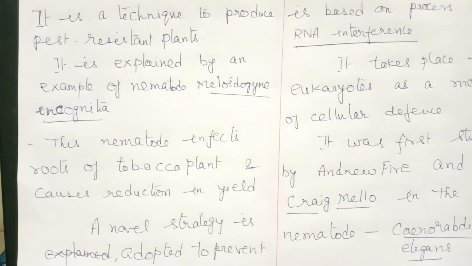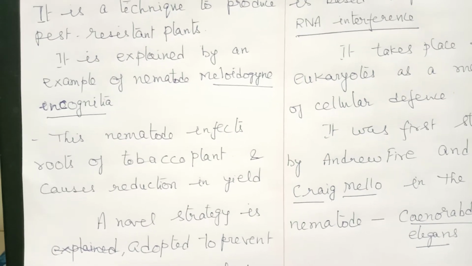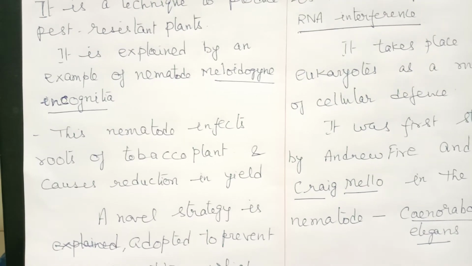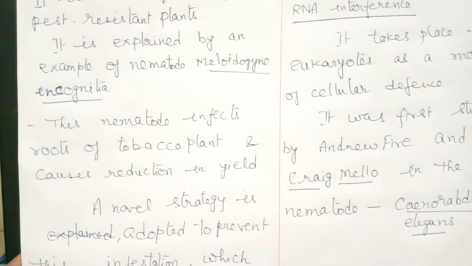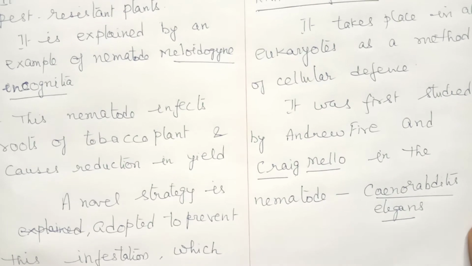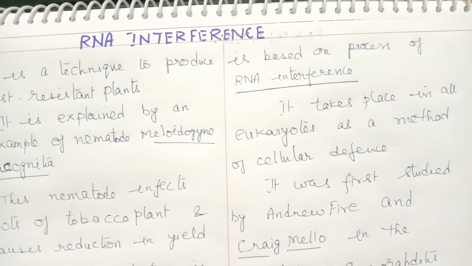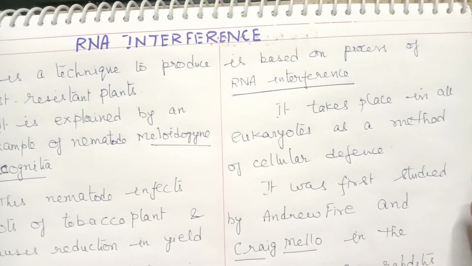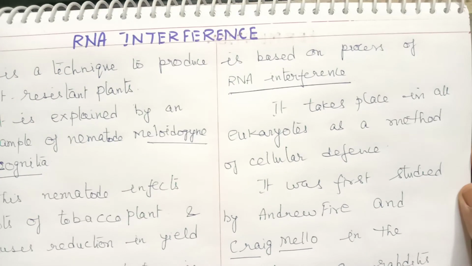So in order to produce a pest resistant plant, a novel strategy is adopted. A very different technique is adopted to prevent this infestation or this disease, and this technique is based on what is called RNA interference. Basically, the nematode produces an mRNA, and this mRNA will produce a toxin that will actually cause the disease.